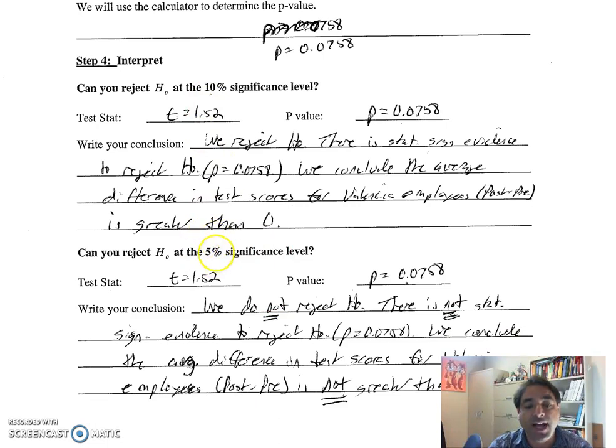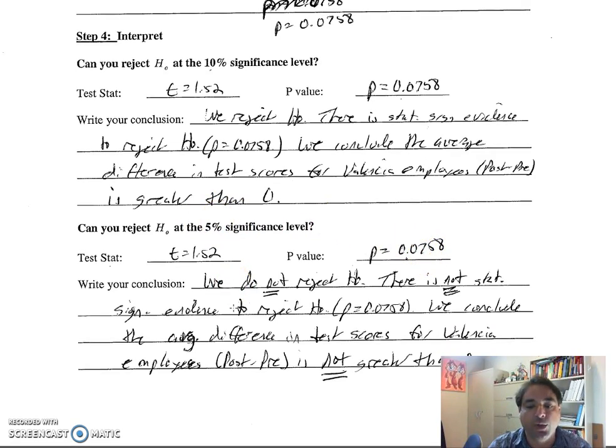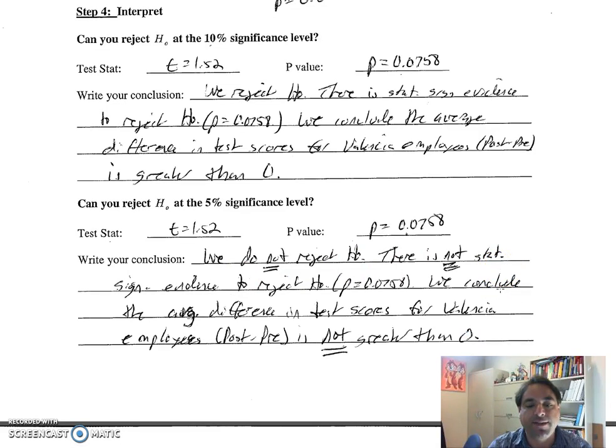If alpha was 5%, like it in the picture, then our p-value is not smaller. So this is 7%. This is 5%. This is 0.05. This is 0.07. In this case, the p-value is not smaller than alpha, so we do not reject H0. There is not statistically significant evidence to reject H0. We conclude the average difference in test scores for Valencia employees post-pre is not greater than 0.